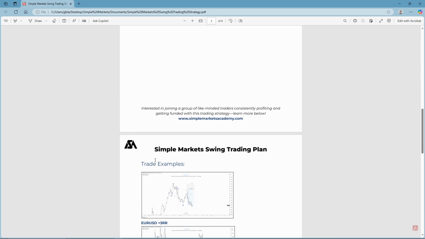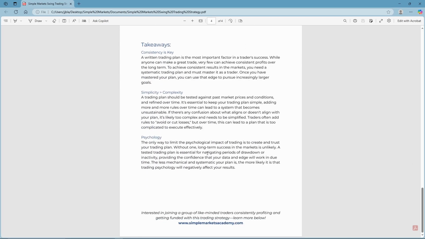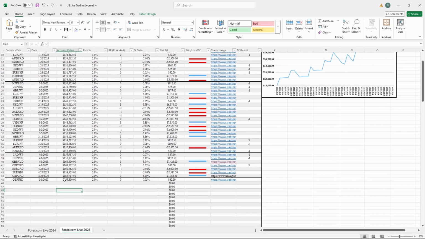But instead of going over some of the trade examples we have here on the document and some of the takeaways below, I recommend you guys download the document and go over those yourself. We're going to actually look at some of my most recent live trades in the market, and I'll go through the checklist as we do.